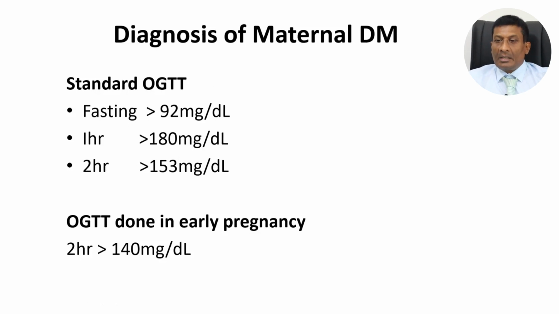If you do your OGTT during the first trimester of pregnancy, early pregnancy, the second hour value in the OGTT is 140 and above is diabetic, right? So there's a difference between the second hour value depending on the stage of pregnancy you do this test.